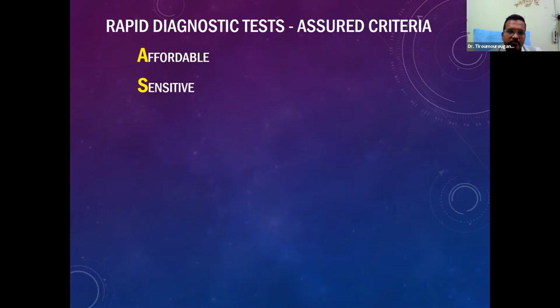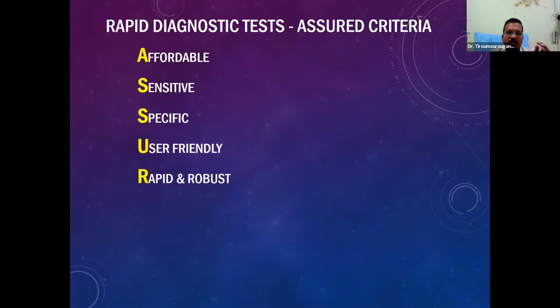We cannot have a test which costs so much that only 1% or 2% of the whole world can do it. The second and the most important thing is sensitive. They should be capable of ruling out a disease. And if they cannot rule out a disease, no point in having those tests. We will come across certain diseases like leptospirosis where they just cannot rule out, and so they are not very useful at all. They should be specific. That means they have to be capable of ruling in a disease when positive. More importantly, they have to be user friendly. If it is so difficult and complicated to use, what's the point in having a test which nobody can ever use? And they should be rapid and also robust.